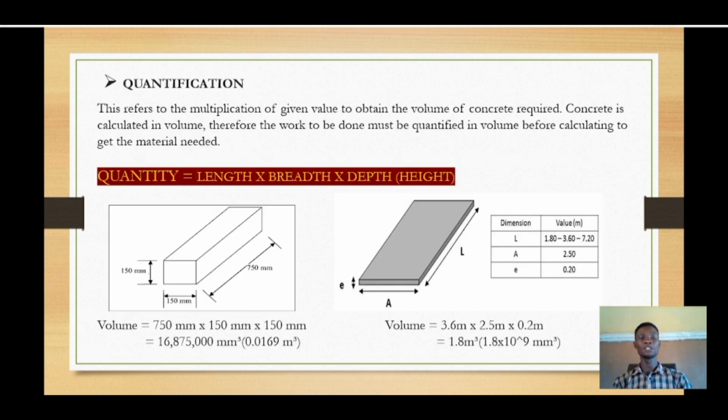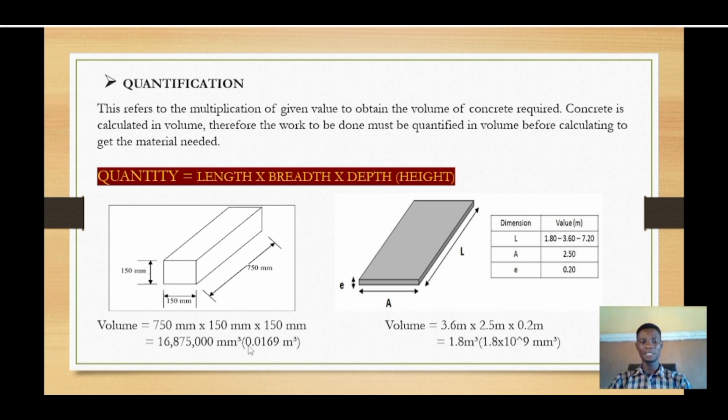Now, quantification. Concrete is always calculated in meter cube. You can read the note I have here. That's your length multiplied by breadth multiplied by depth of what you want to do. So anywhere we are doing concrete, it is always calculated in meter cube. Looking at this diagram I have here, the height is 150, the width is 150 and the length is 750 mm. So when you multiply that together, you're going to have this value.